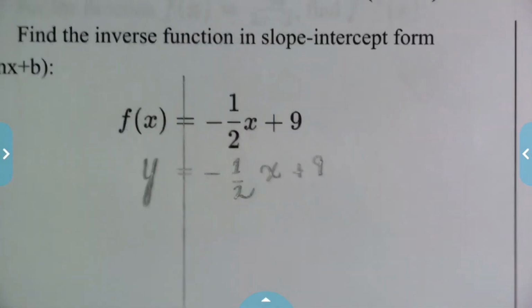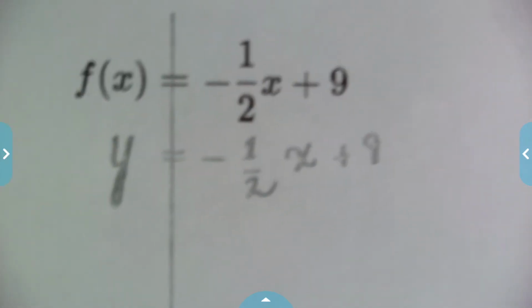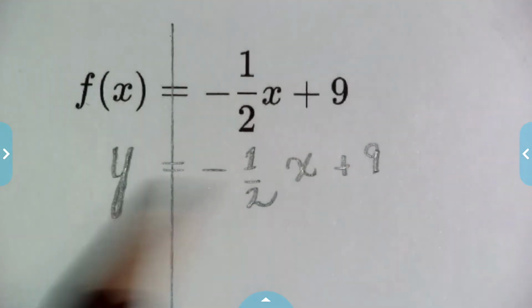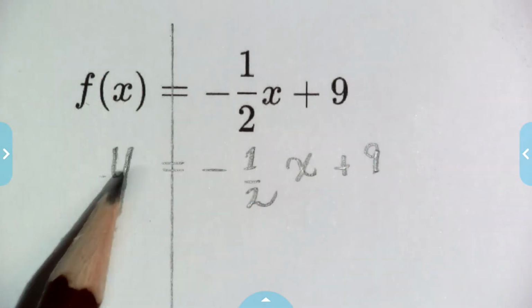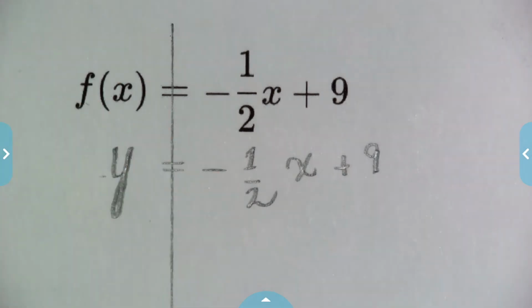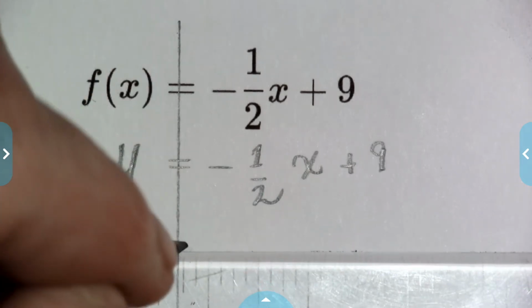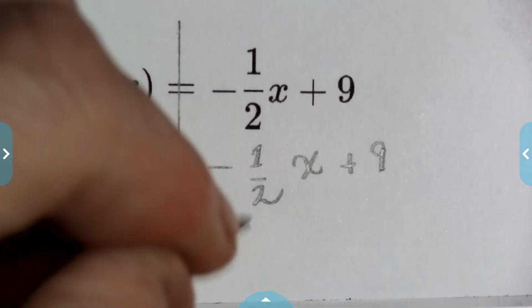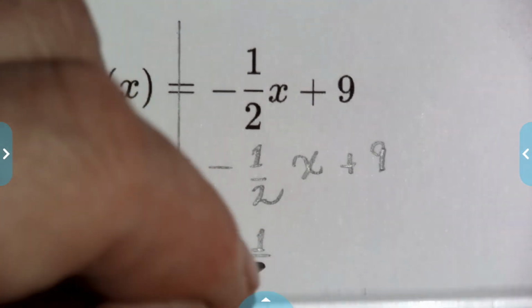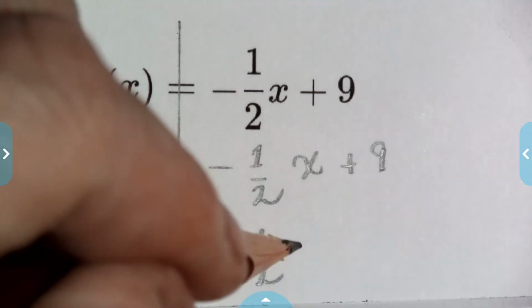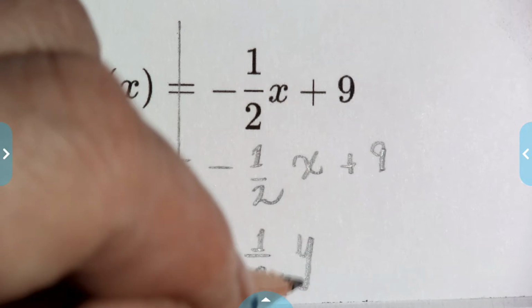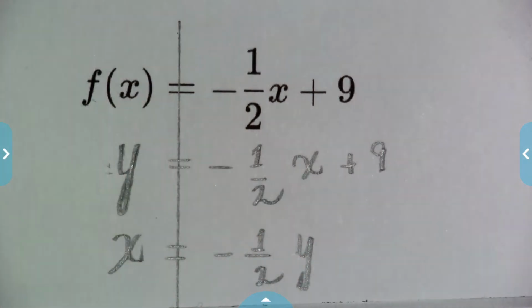Okay, so the trick with inverses is, when you get it like this where you have y equals, you just swap the x and the y and then solve for y. So the first part's easy. Just swap the x and the y. Everywhere you see an x, put a y. Everywhere you see a y, put an x. So now we're going to say x equals negative 1/2 y plus 9.